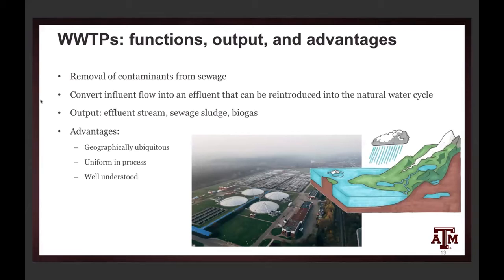A normal everyday wastewater treatment plant will have three different types of outputs. These will be a clear effluent stream of water, sewage sludge, which sometimes gets turned into fertilizers and other types of materials, and then some of them are also capturing biogas and even using or selling that.